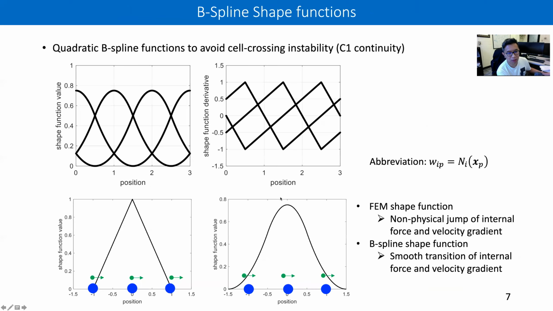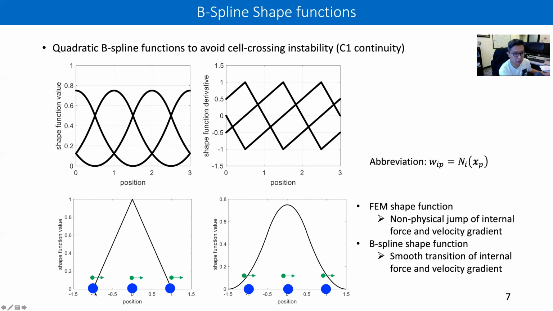So this is the continuum theory, but another important issue that we need to take care of is to avoid the artificial jump of the velocity. This could be easily solved by introducing B-spline shape functions to avoid the cell crossing instability.